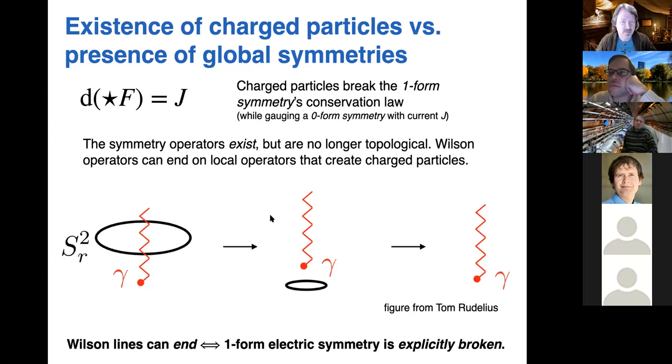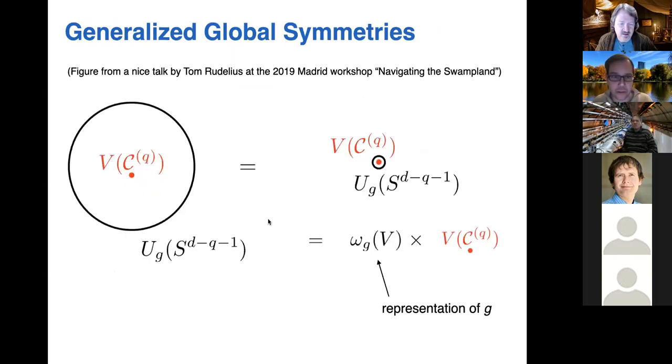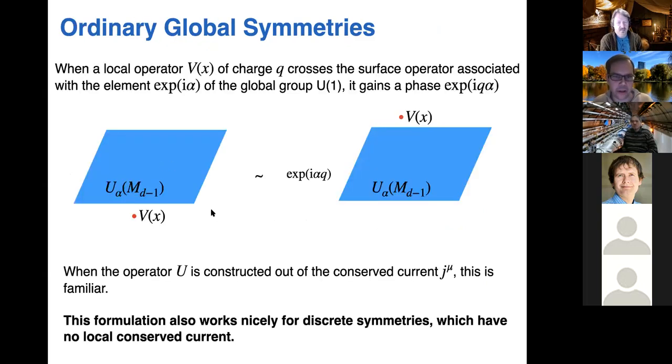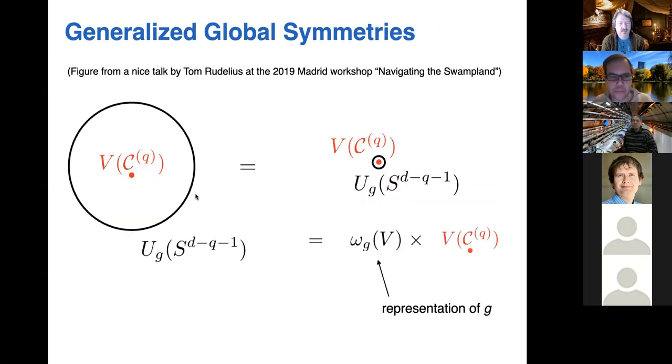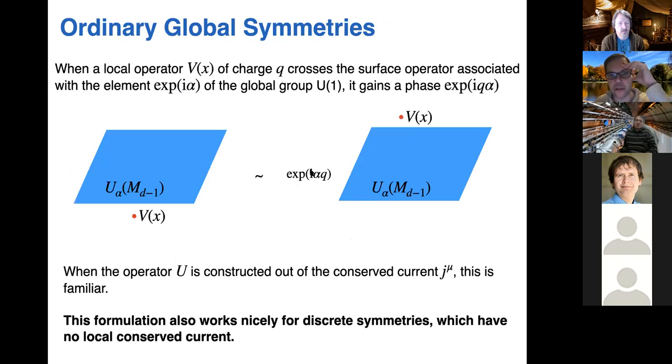Let's talk about it later. Yeah, okay. I'm confused by that statement. So I guess one thing I can say is that the statement I made here assumes that this charged operator V and the symmetry operator U had linking number one. When I said that, it just appeared like the representation here. So in the case of a U(1) theory, if you have something that carries charge Q, you get a phase that's just e to the i alpha Q if they have linking number one. But if they have higher linking number, you would get e to the i alpha Q times the linking number.